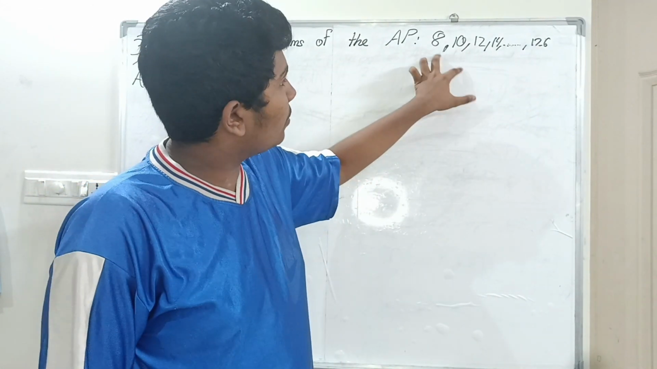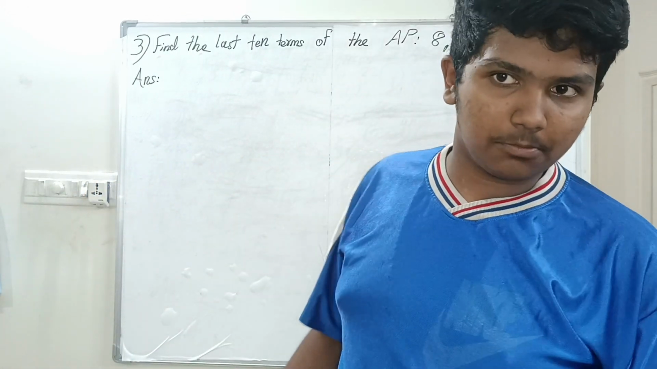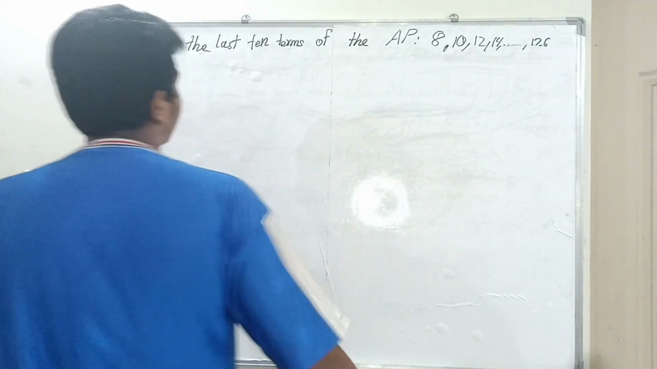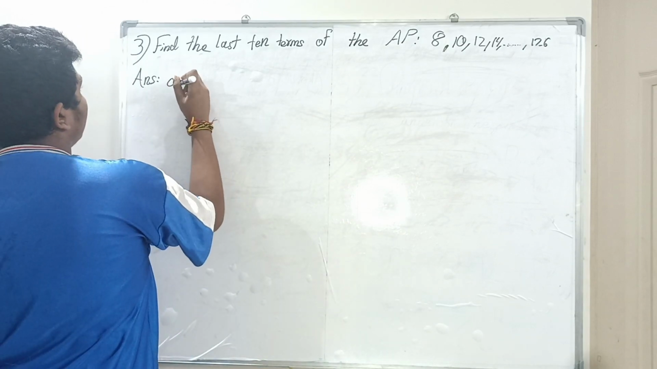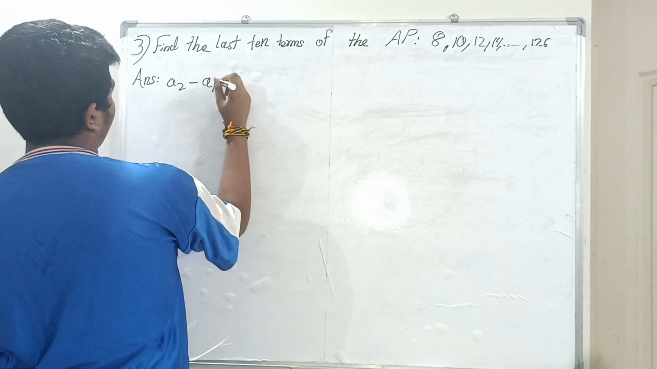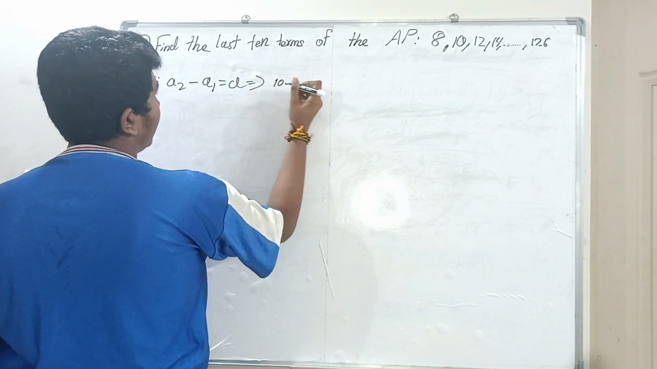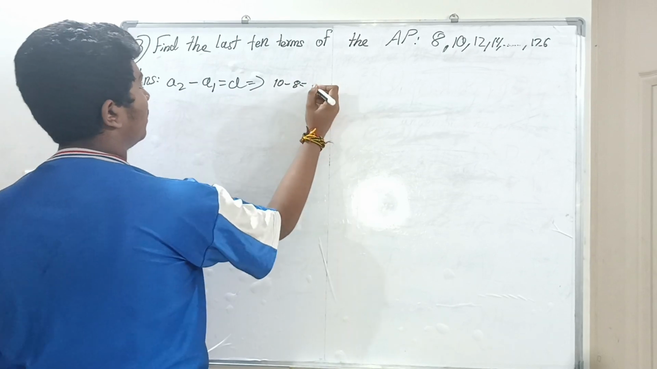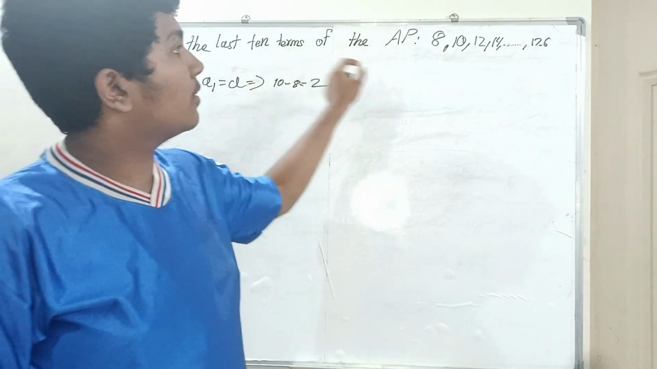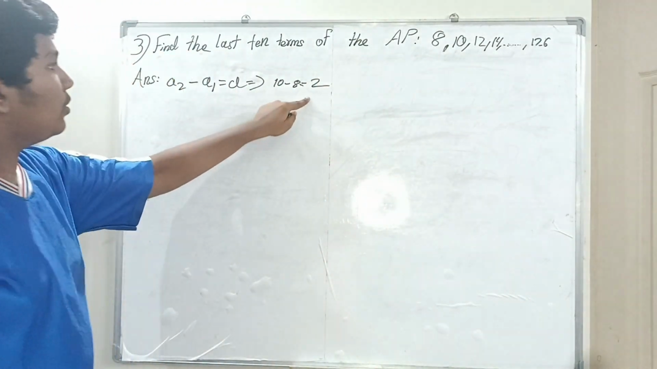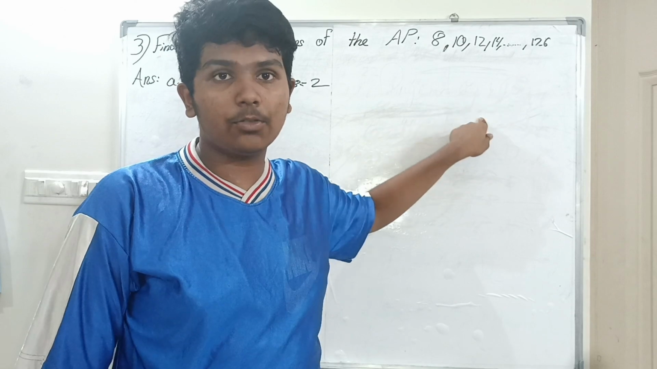So first we will try to find the D here. Then we can start with the last terms, last 10 terms. So let's try 10 and 8. So A2 minus A1 is equal to D, right? Which is 10 minus 8 is equal to 2, right? Now they are asking the last 10 terms. So here is given 2, right? So what comes before 126 if you subtract by 2?